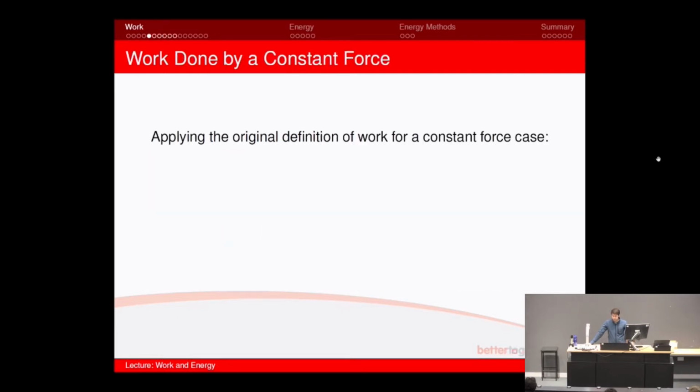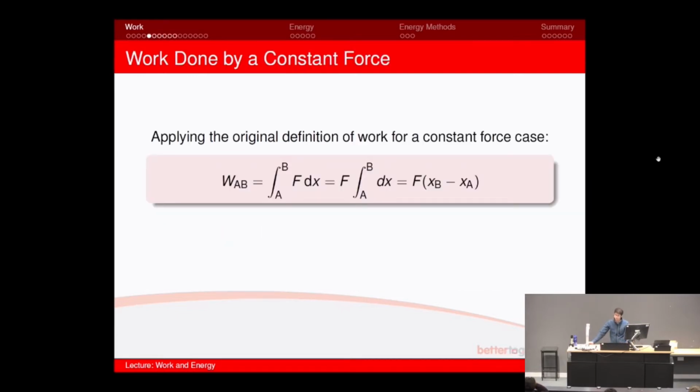Applying the original definition of work and the constant force, so there's a constant force applied, so the force is not changing. We can thus say that force times the distance that you moved in the one-dimensional case equals the work done. So if you know the force constant, 100 newtons, you know you are moving 2 meters, then it's literally 100 times 2. That equals 200 newton meters.